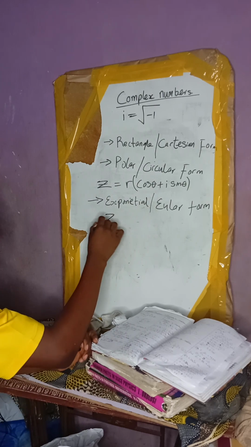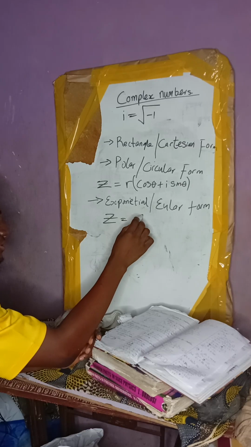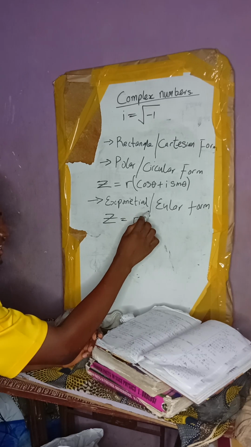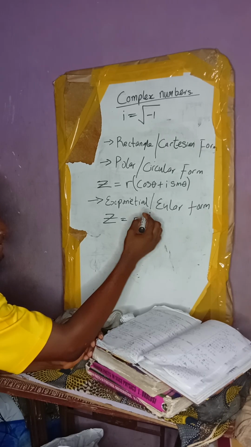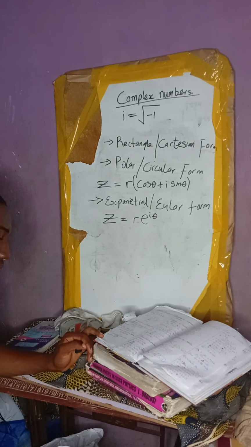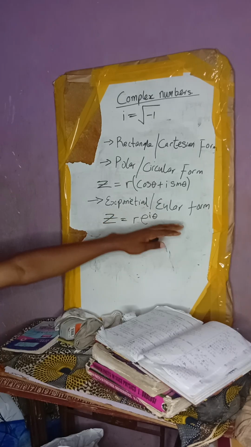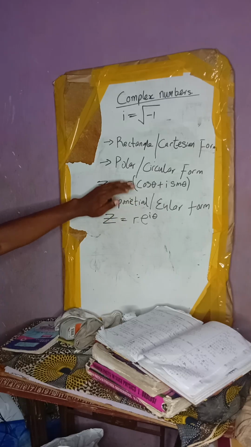And this is how we represent it. Represent it using the same r, then e raised to power i theta. That's how we represent a complex number in exponential form. So these are the three ways in which you represent a complex number.